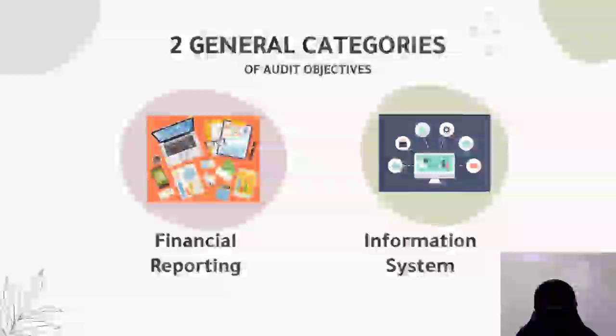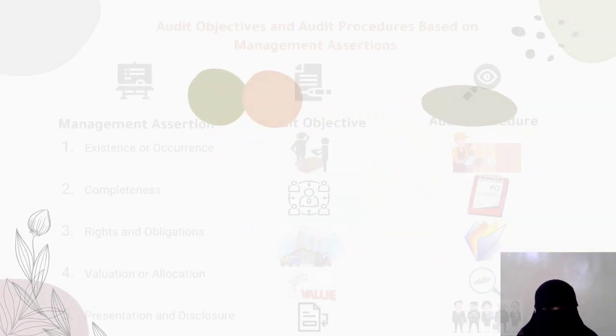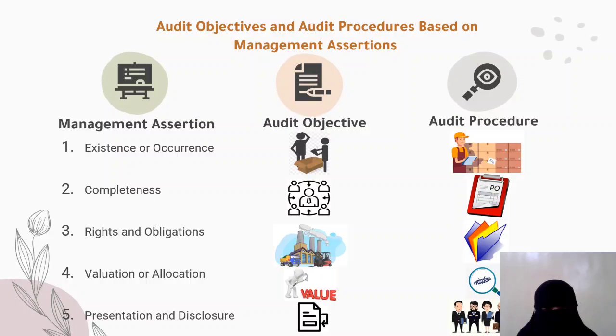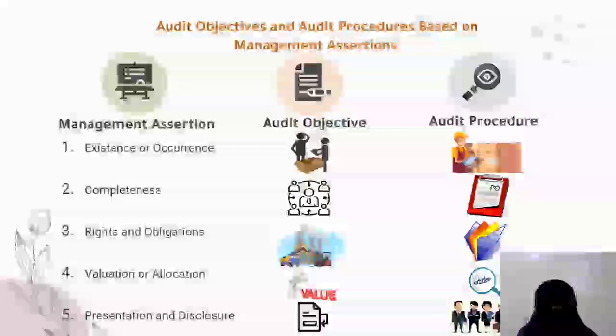So here we have an example of establishing audit objectives and designing audit procedures based on the management assertions discussed. So, for the assertion, existence or occurrence, an example of an audit objective under this assertion is that inventories listed on the balance sheet exist. Now, the applicable procedure would be to observe the counting of physical inventory.